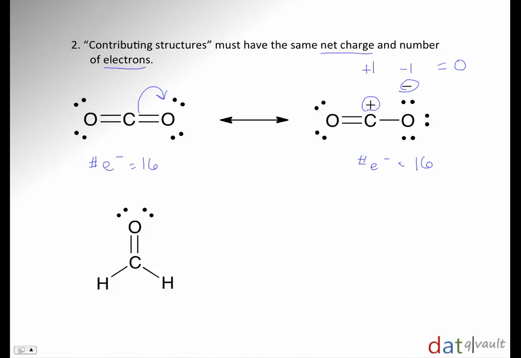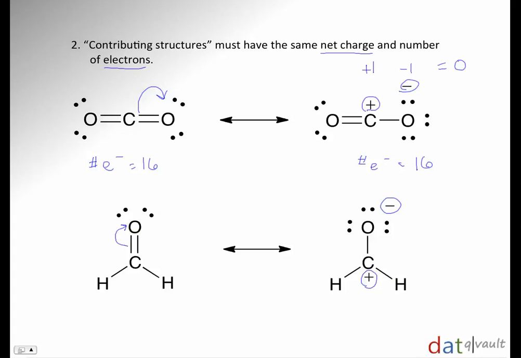Let's take a look at formaldehyde. You can actually draw a resonance structure of formaldehyde by, again, taking some electrons out of this carbon-oxygen double bond and putting them onto oxygen, just like we did for carbon dioxide. That gives us this resonance structure over here on the right. Oxygen has a negative charge, and carbon has a positive charge on it now. So let's go through all the rules to figure out if these are truly resonance structures of one another.